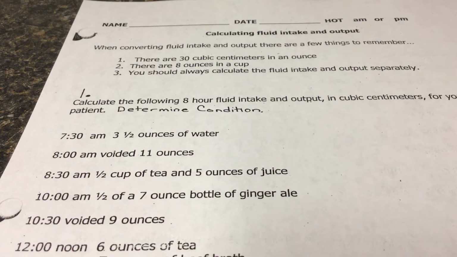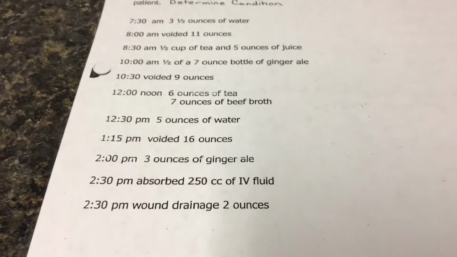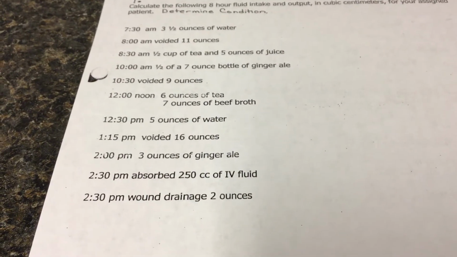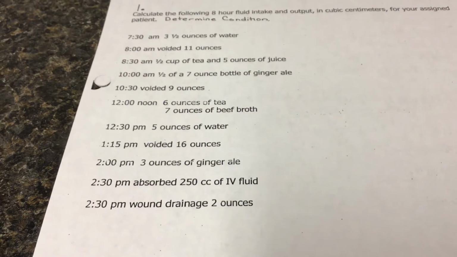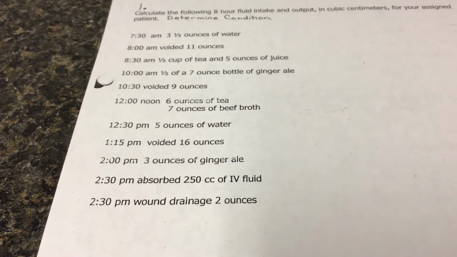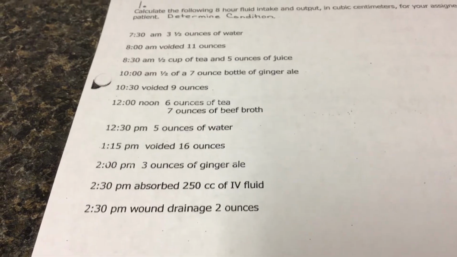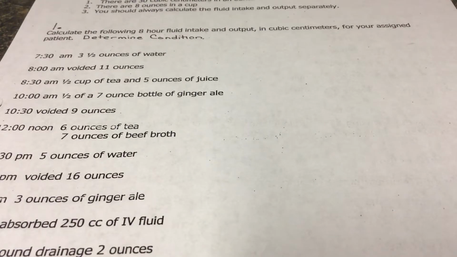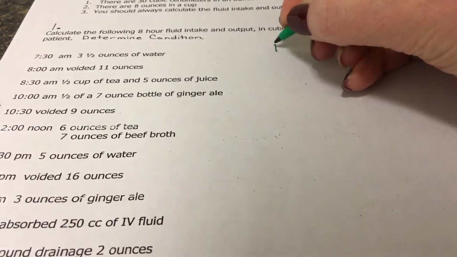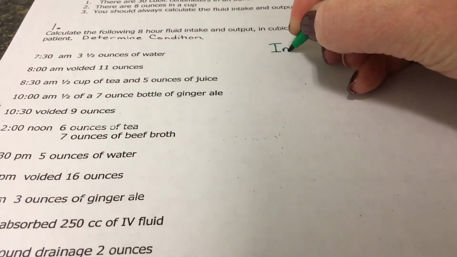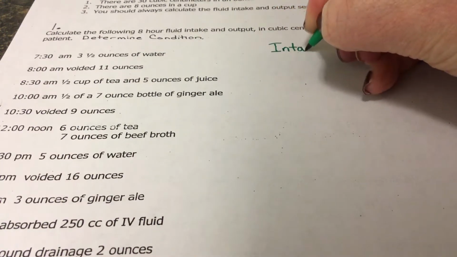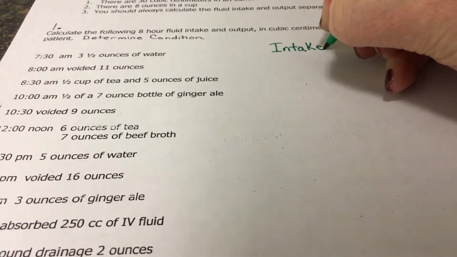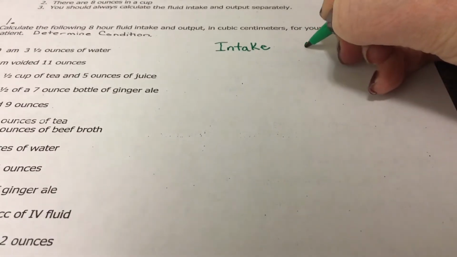So what I've got here, as an example, is a chart for a patient and what they've done intake or output wise throughout the whole shift. Since we're not working on a chart, I suggest that you make 2 columns. Make an intake column and make an output column.